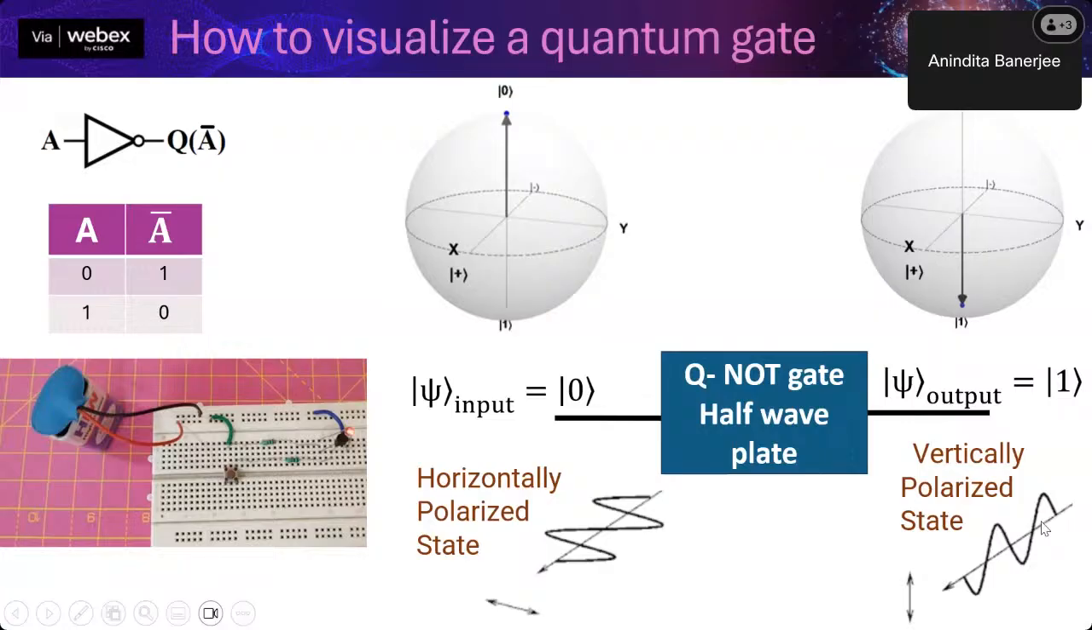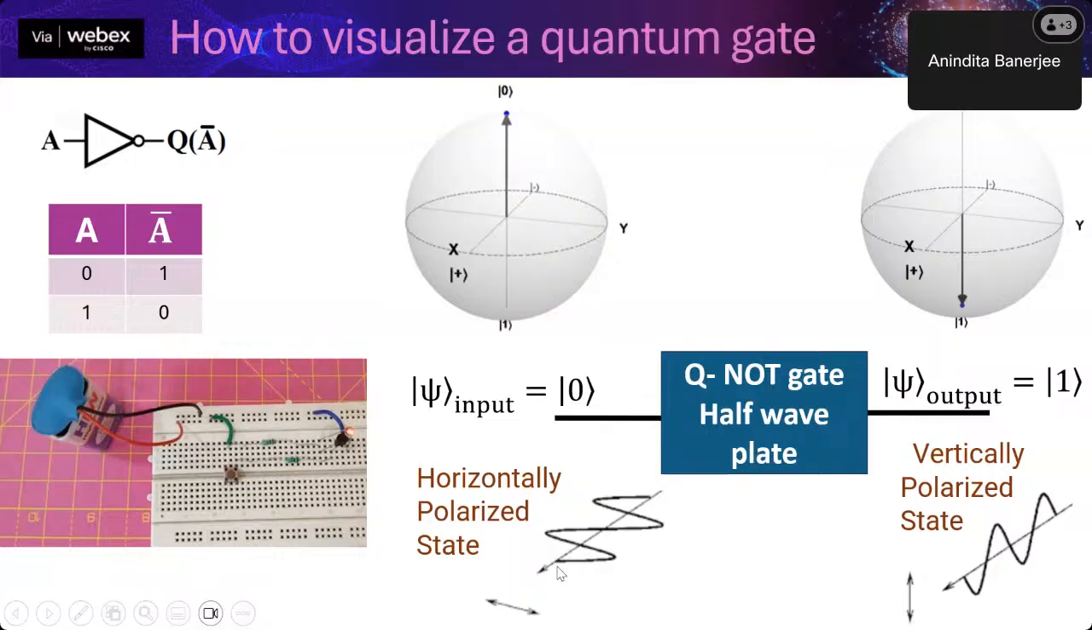Each and every point on the string is perpendicular to the direction of propagation. So this is a transverse wave, and this is a vertically polarized light. Similarly, you have horizontally polarized light. Now, if you apply horizontally polarized light to an optical gadget that rotates the polarization by 90 degrees, you will get vertically polarized light. The half-wave plate is nothing but a quantum NOT gate.